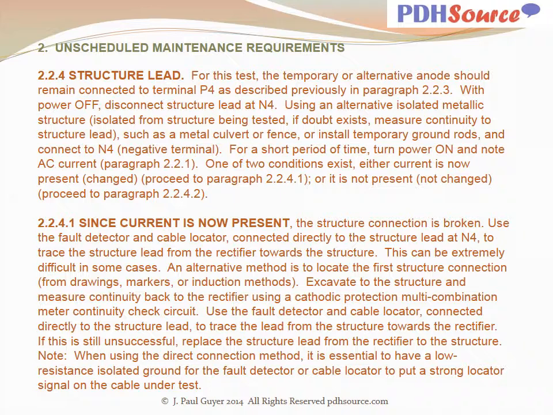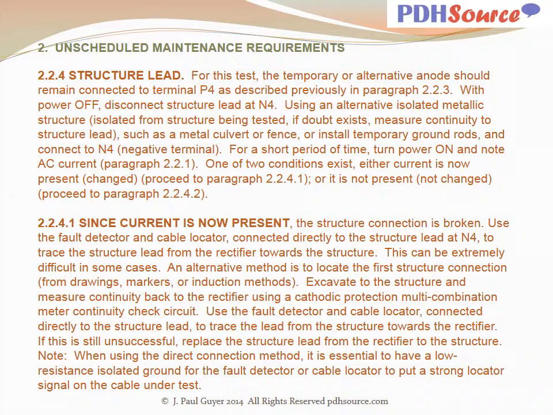Since current is now present, the structure connection is broken. Use the fault detector and cable locator connected directly to the structure lead at N4 to trace the structure lead from the rectifier towards the structure. This can be extremely difficult in some cases. An alternative method is to locate the first structure connection from drawings, markers, or induction methods, excavate to the structure, and measure continuity back to the rectifier using a cathodic protection multi-combination meter continuity check circuit.